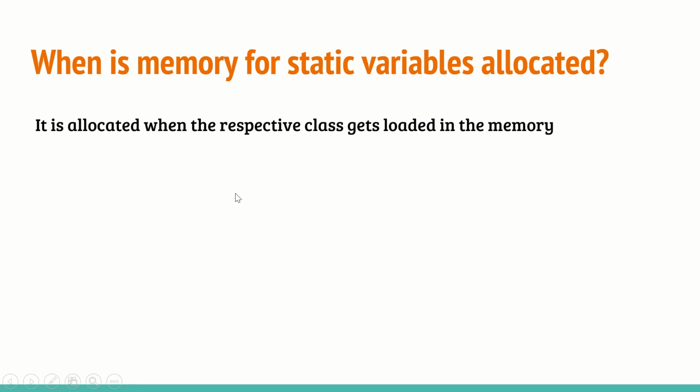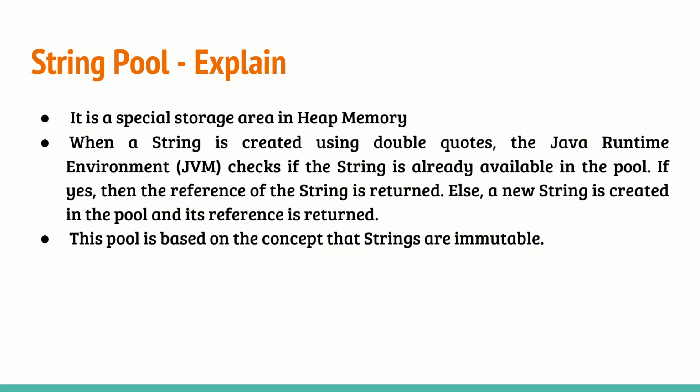Now, when is the memory for static variables allocated? I need to allocate memory for static variables. When does the memory allocation happen? It is allocated when the respective class gets loaded into the memory. That's all. It is allocated when the respective class gets loaded into the memory.